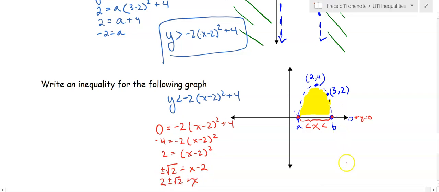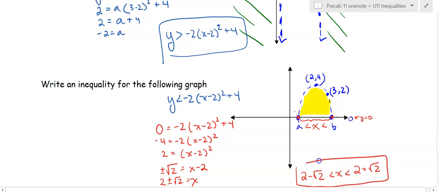So I'm going to get 2 plus or minus root 2 is equal to x. So b is going to be 2 plus root 2. a is going to be 2 minus root 2. And x has to be between those two. So if I restrict my domain and say that only these x's are allowed, I now have graphed only the part underneath the graph, stopping where y is greater than or equal to 0.